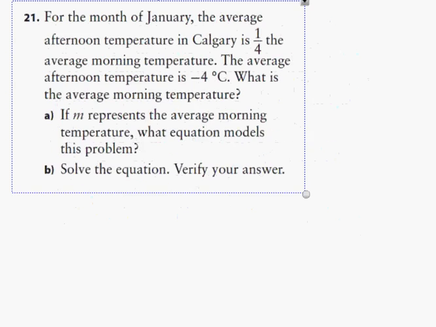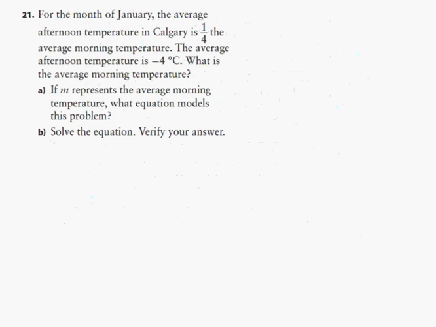So for story problems, you're always going to start with the same thing. You're going to write the first statement as X equals, and you're going to define what it is you're going to look for. So for the month of January, the average afternoon temperature in Calgary is a quarter of the average temperature of the morning. The average afternoon temperature is negative 4 degrees. What is the average morning temperature?